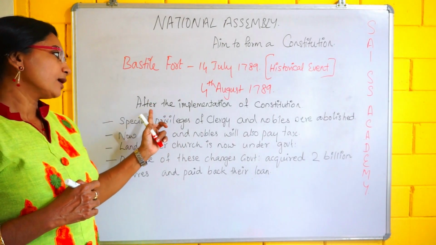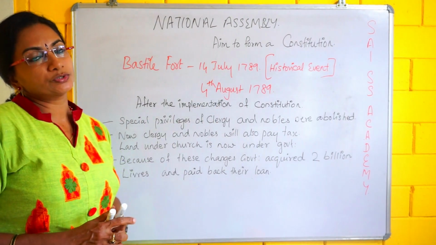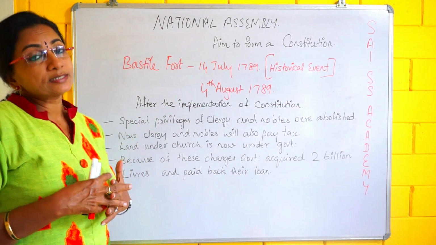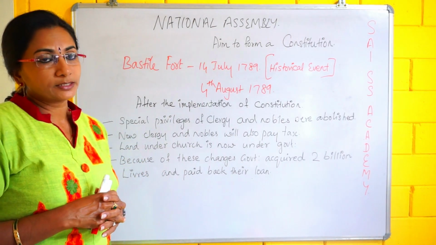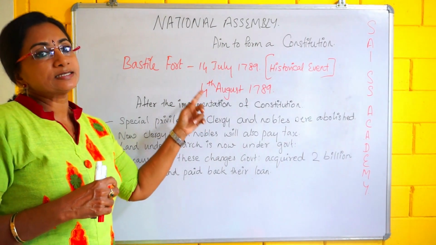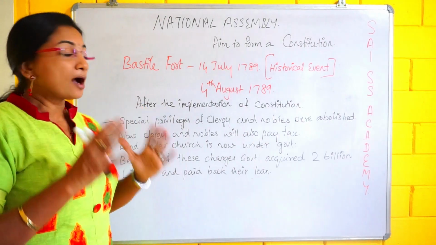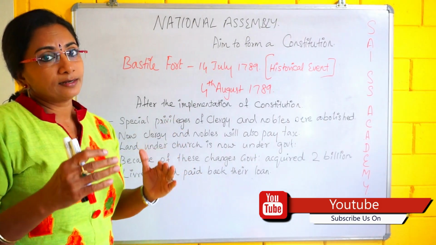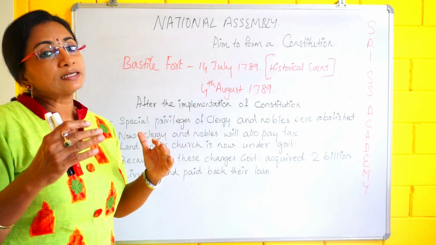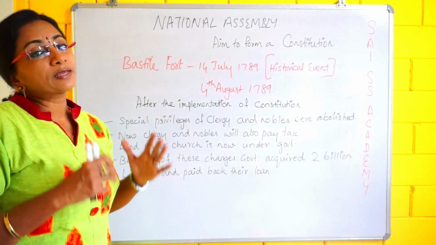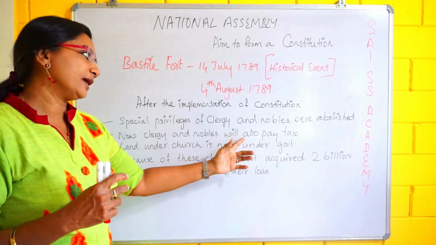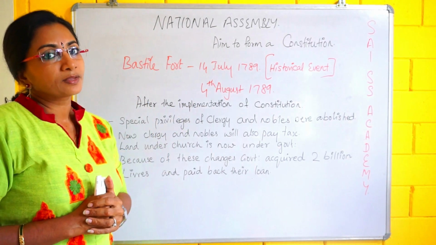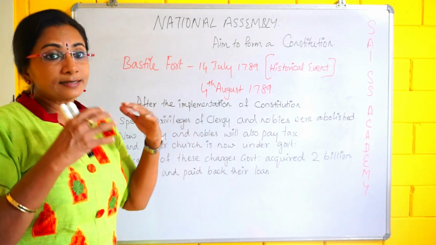Have a look at what happened in France after the implementation of the constitution. On the night of 4th August 1789, the assembly passed an agreement abolishing the privileges of the clergy and the nobles. That was the first thing they did. Second thing, now the clergy and the nobles also have to pay taxes, as previously they collected the taxes from the third estate people.